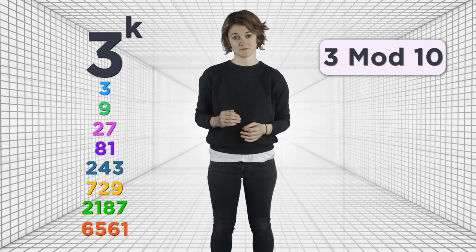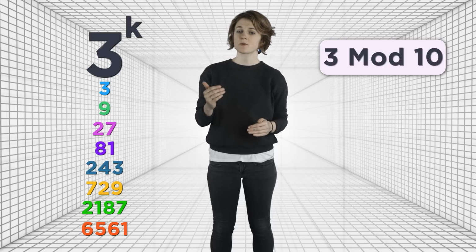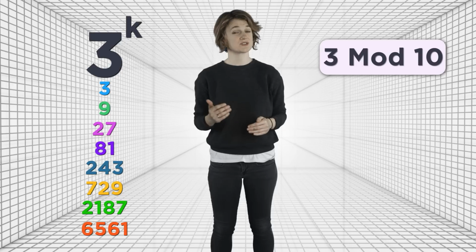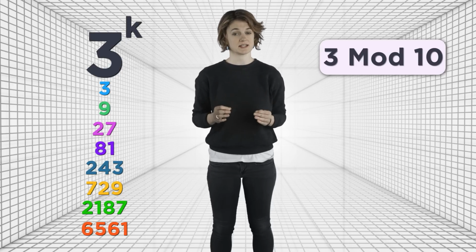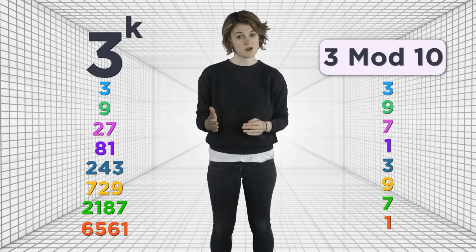Euler noticed something about modular arithmetic and exponentiation. Let's look at the powers of 3: 3, 9, 27, 81, 243, and so on. And let's look at them all mod 10. It's easy to figure out what things are mod 10 because it's just the remainder when you divide by 10, which is the ones digit. So, mod 10, our sequence is 3, 9, 7, 1, 3, 9, 7, 1, and so on.